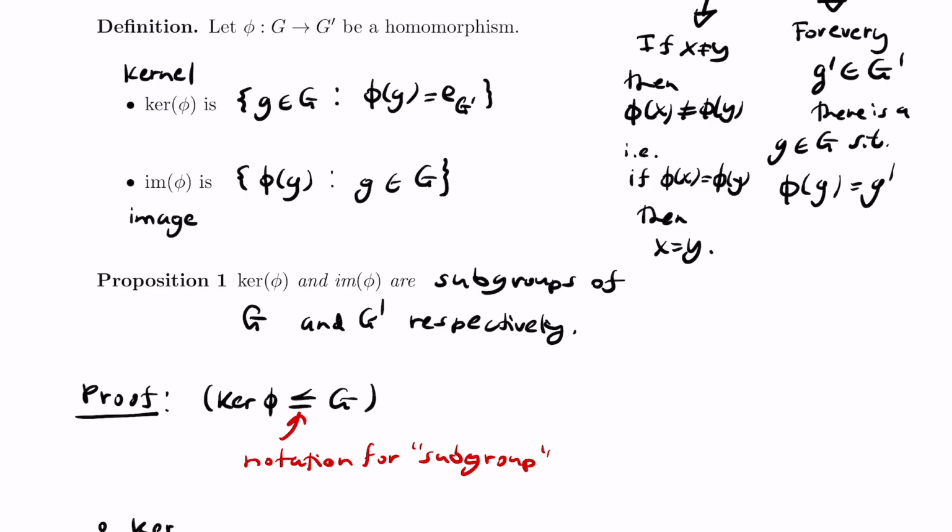So the kernel of phi is non-empty because we actually know something that is in the kernel of phi from our last page. The kernel of phi is a set of elements that get mapped to the identity. And we argued that the identity in G gets mapped to the identity in G prime under any homomorphism. So the kernel of phi is non-empty since phi of e of G is e of G prime. So e of G is an element of the kernel of phi.